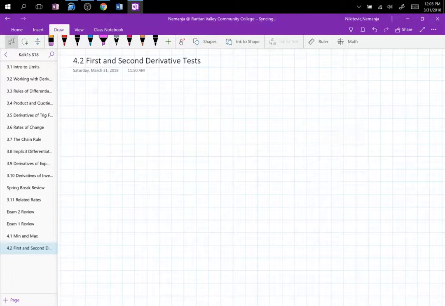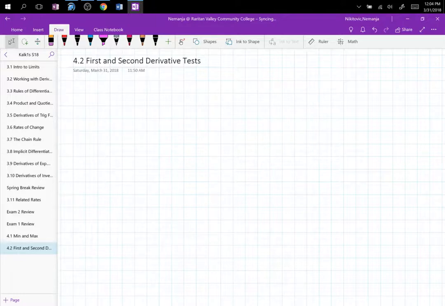We have section 4.2, which in the book is called What the Derivative Tells Us or something like that. I renamed it First and Second Derivative Test because that's what we do in this section. We learn about the first and second derivative tests that are used to determine the intervals for increase, decrease, and concavities, and then we also bring back min, max, critical points, inflection points, and so on. So a lot of cool things.